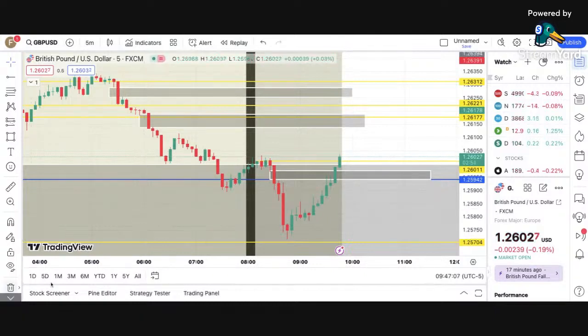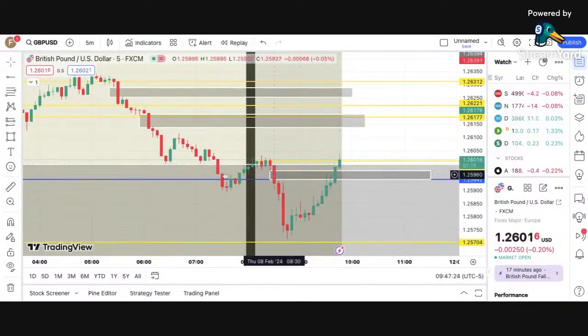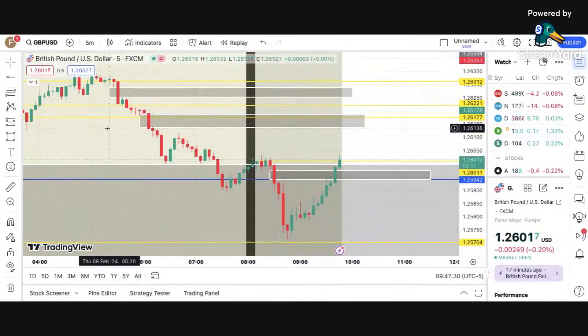As you can see, this is the beginning of today, Thursday, February 8th. This is the 8 a.m. candle. Right now we are on the 9:45 candle. These are 5-minute charts, so this candle will close at 9:50, and then the next candle will appear. Each one of these candles is 5 minutes.